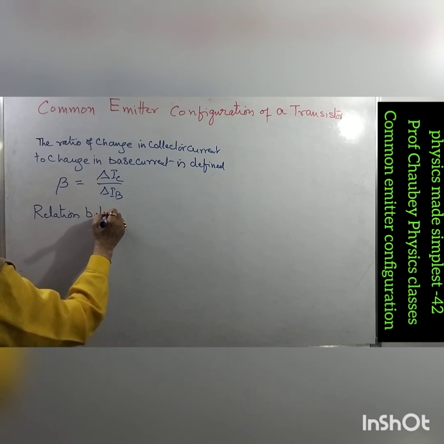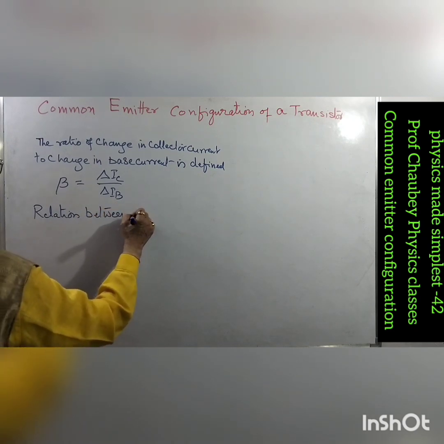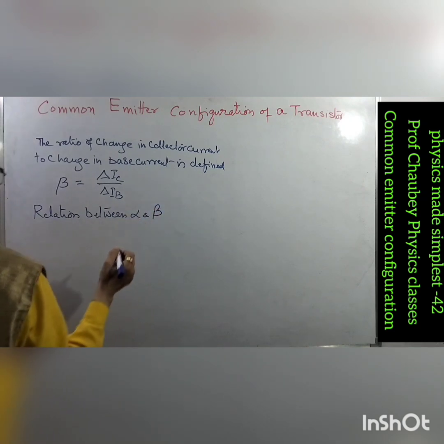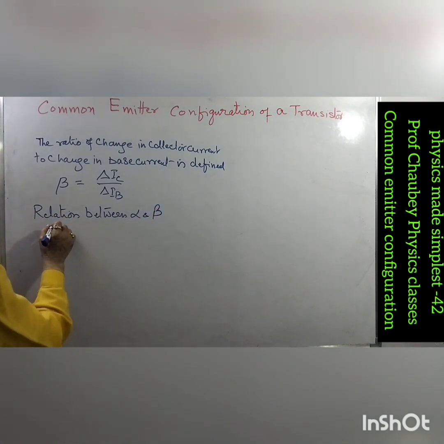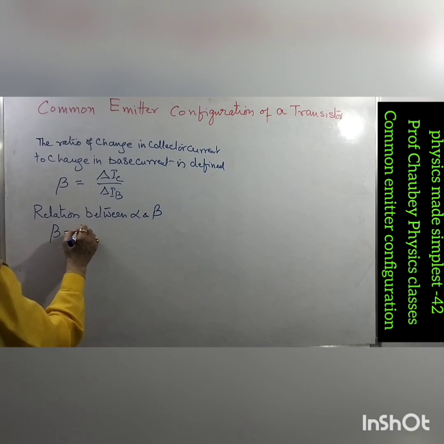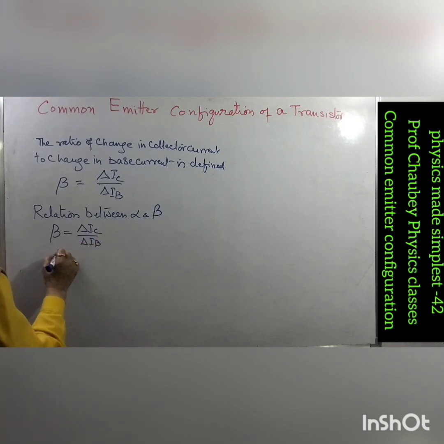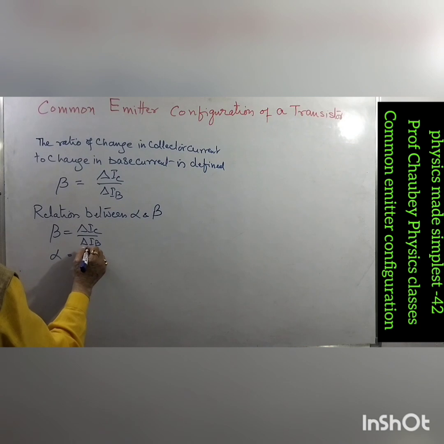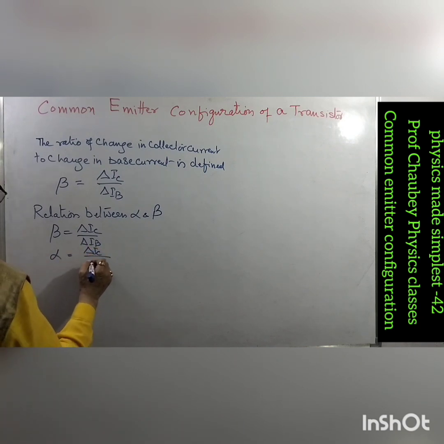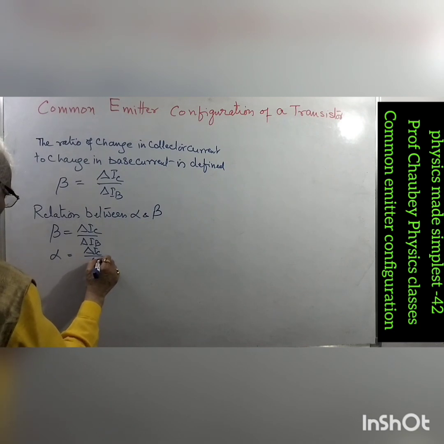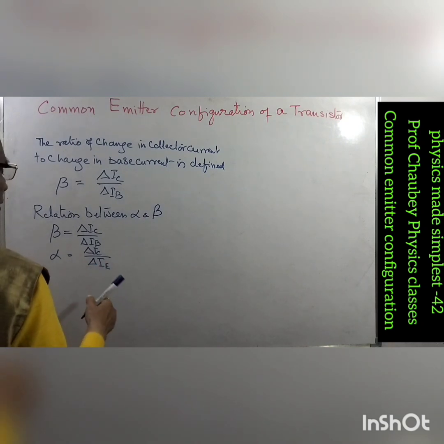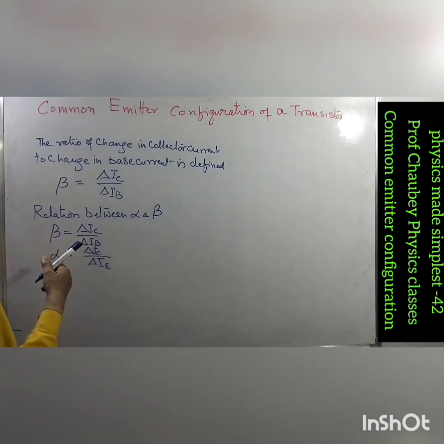Now we get the relation between alpha and beta, the two parameters of a transistor as we defined. So we have beta equal to delta IC over delta IB, and alpha equal to delta IC, the change in the collector current, divided by delta IE, the emitter current. That is the common base circuit and the common emitter circuit.